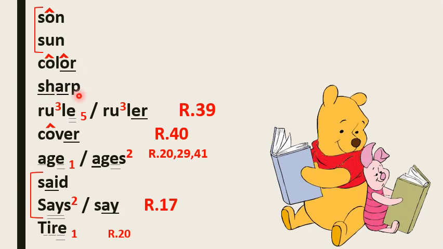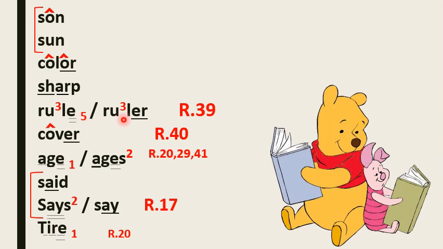Sharp. Here we have two phonograms in this word. SH and AR. SH has one sound, which is sh, and AR has only one sound as well, which is ar. Sharp.